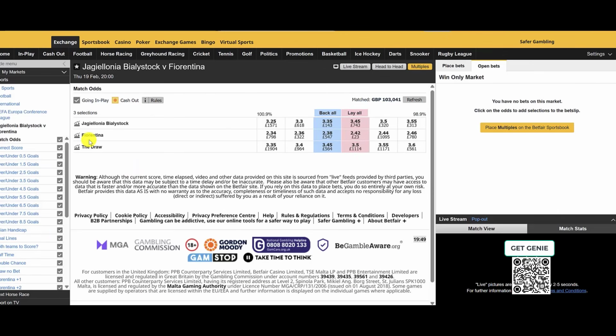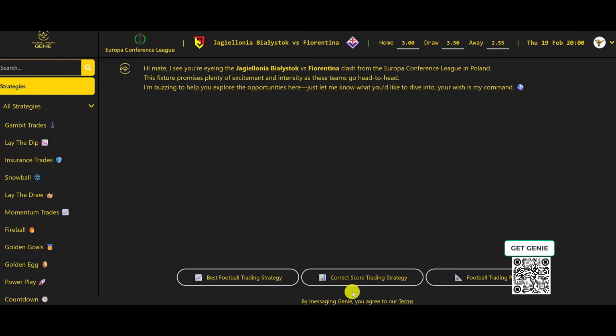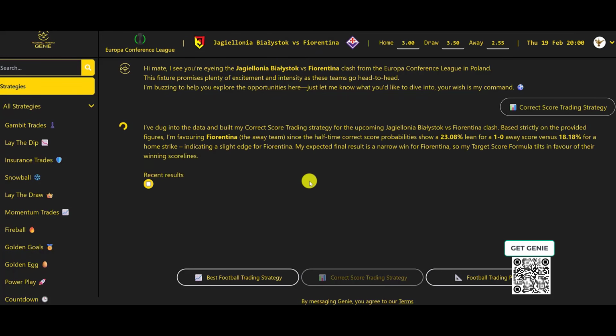We're going to trade this match with Fiorentina and a Polish team, which I should really learn how to pronounce their name. But anyway, Fiorentina are the favourites in this one. We're going to go to the AI. We're going to go to the Football Trading Genie to get our target correct scores for this. And then we're going to get involved in the market.